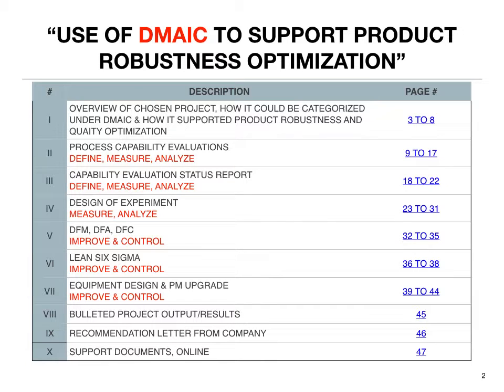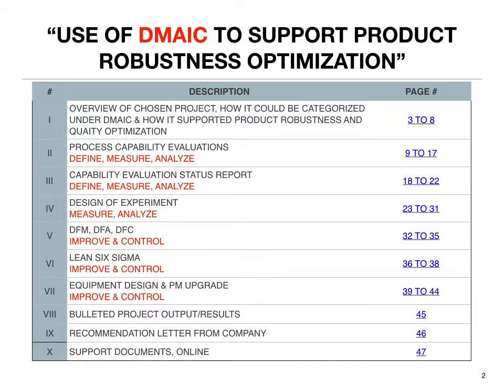Use of DMAIC to support product robustness optimization. I picked an example for you here of how DMAIC can be applied. The presentation is based on that example. The first section of the presentation is an overview of the chosen project, how it could be categorized under DMAIC, and how it supported product robustness and quality optimization.